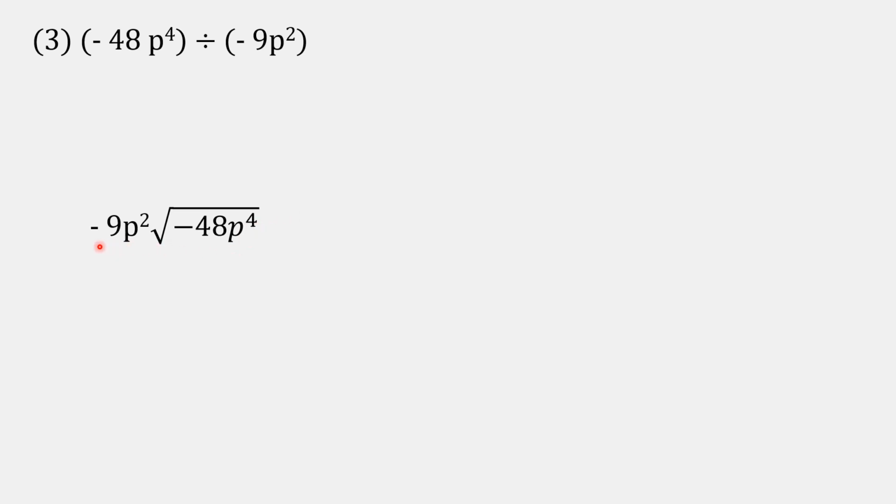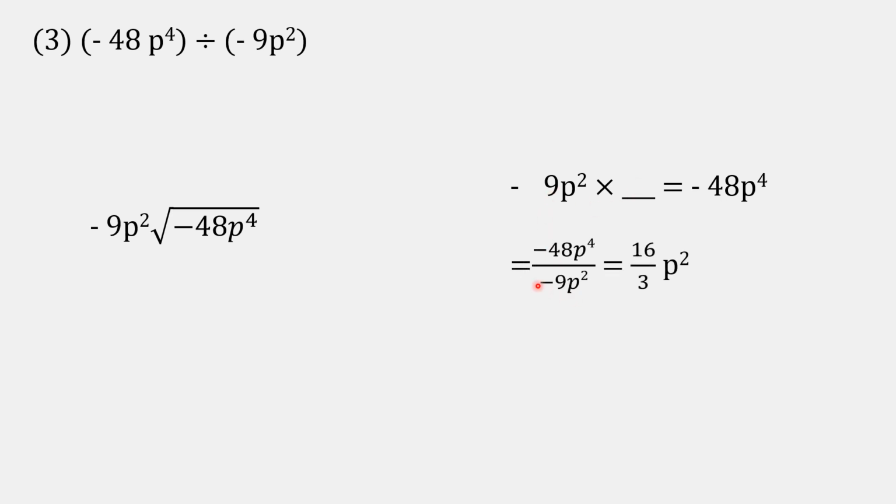Now student, if you see in 9's table, if you see 9, 48 you will not get. So what to do? See student, you will do in this manner. See, if you multiply minus 9p square into what you will multiply, you will get minus 48p raised to 4. Because in 9's table directly you don't get this 48 also. So student, you will follow this method.